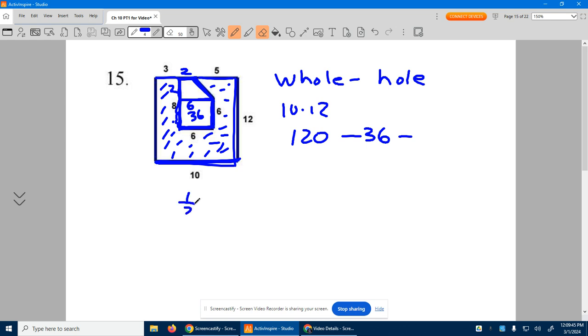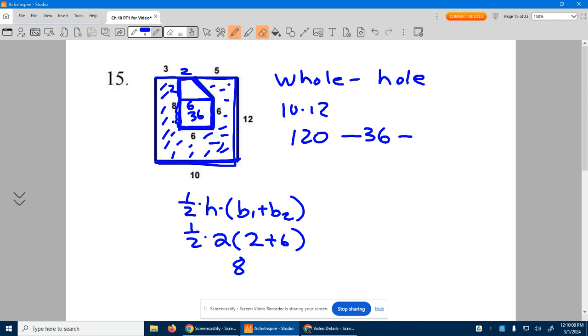So remember the formula for a trapezoid: 1/2 times its height times its base 1 plus base 2, the sum of its bases. So 1/2, height is always the distance right between the two parallel pieces, which in this case is 2. The bases are always your two that are parallel, which are 2 and 6. So it's 1/2 of 2 is 1 times 8, 8. So we're going to subtract 8 also.